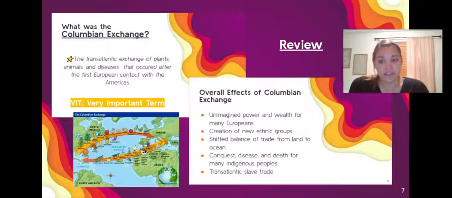So Columbian Exchange, this is what I call a VIT, very important term. This is probably the most important term of all of this unit. So it's important for you to write this one down, submit it to memory. The transatlantic exchange of plants, animals, and diseases that occurred after the first European contact with the Americas.